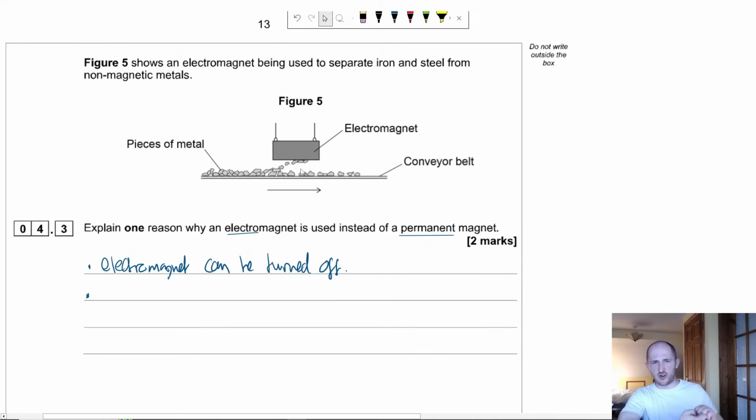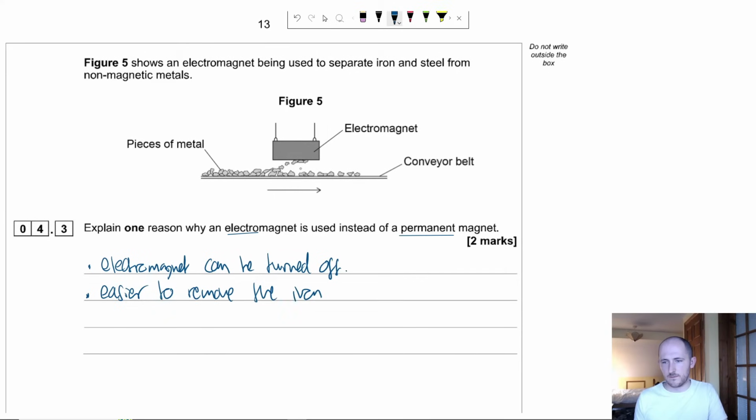But could you imagine having to try and rip it off of the machine? That just takes too much effort. Instead, if we can just turn it off, it just drops it. That's way easier. So simply, it's easier to remove the iron and steel. Or you can say the separated metals, by the way, just FYI.